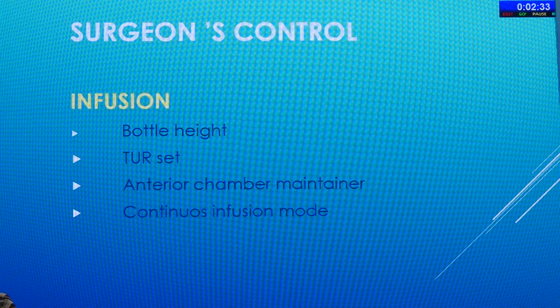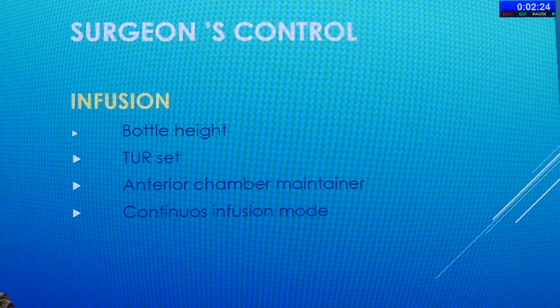We can increase the fluid into the anterior chamber. How? We can increase the bottle height. We can use the TER set, the improved tubing sets. Then we can use the anterior chamber maintainer if we wish to, or we can do the surgery in continuous infusion mode. So this is how, with the help of the infusion, we can control the surge.